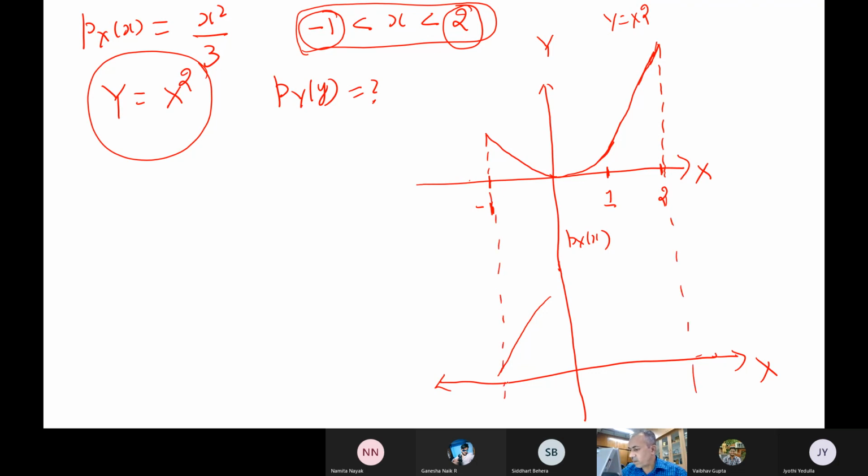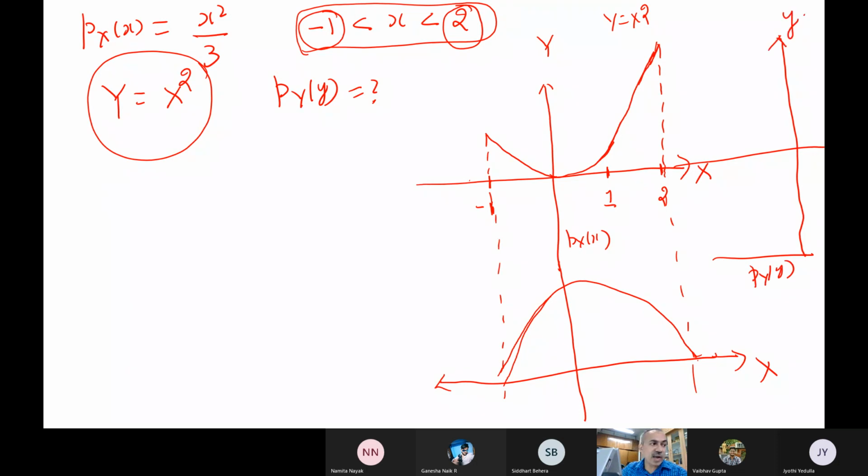Now let us, I'm just drawing a sample. So something you have here. And now we want to find out the probability density function of Y. This is my Y. So I have this is P_Y of Y, and this is my Y. Now you tell me, Y runs from where to where? 0 to 1.